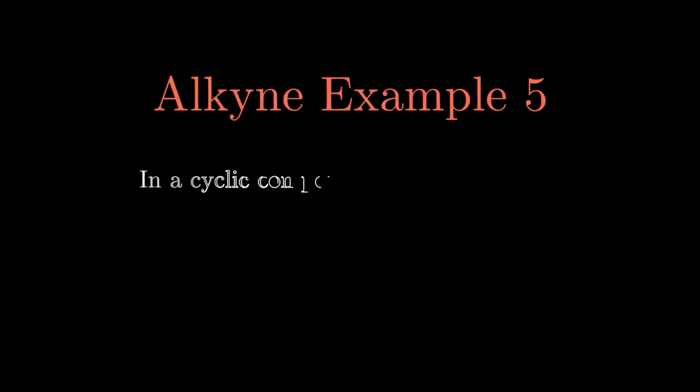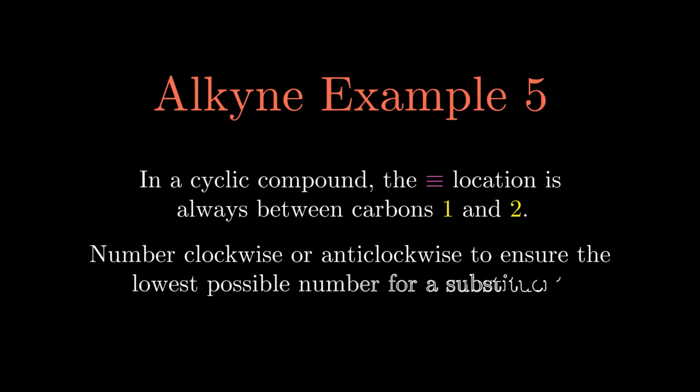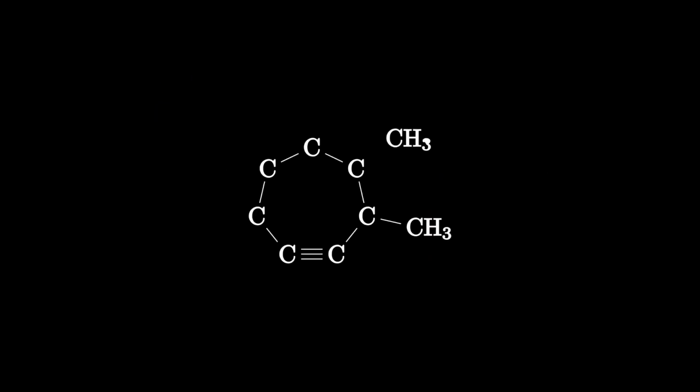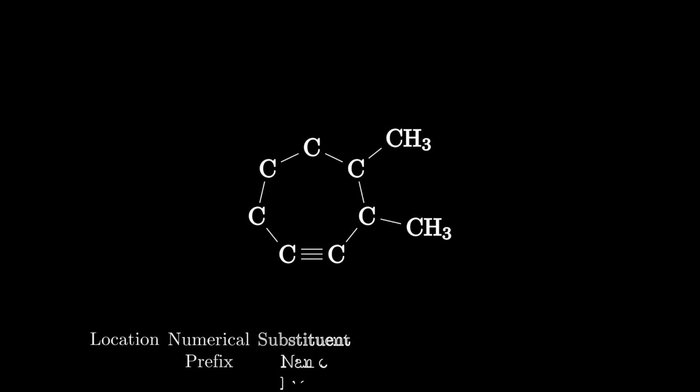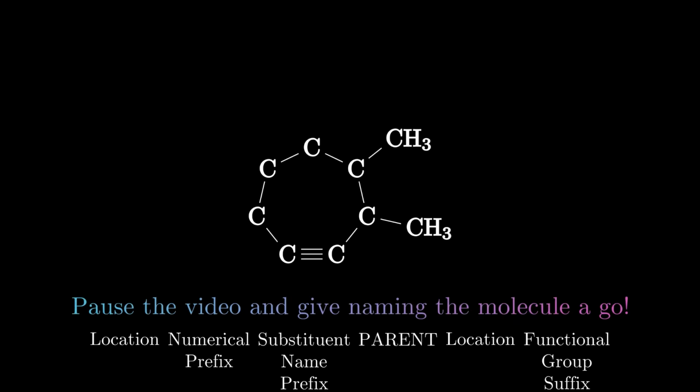In a cyclic molecule, the triple bond is considered between carbons 1 and 2 automatically. Then you number clockwise or anti-clockwise to ensure the numbers for the substituents are as low as possible. Trying not to give too much away, but for the first time we do not have a 6-membered ring here, but go ahead and name the molecule.